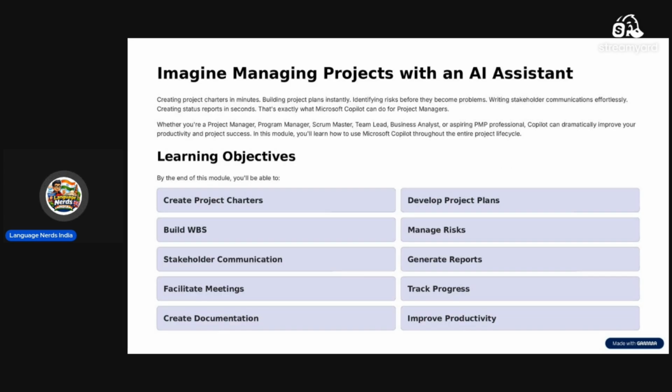Now, creating project charters in minutes, imagine that with AI, right? Hardly going to take a few seconds. Building project plans instantly, identifying risks before they become problems, writing stakeholder communication effortlessly, creating status reports in seconds. That's exactly what Microsoft Copilot can do for project managers.